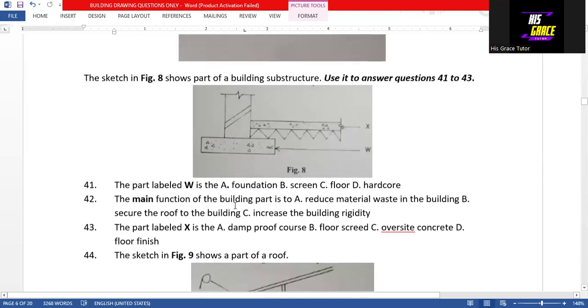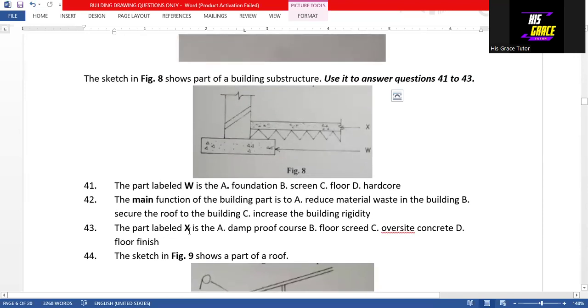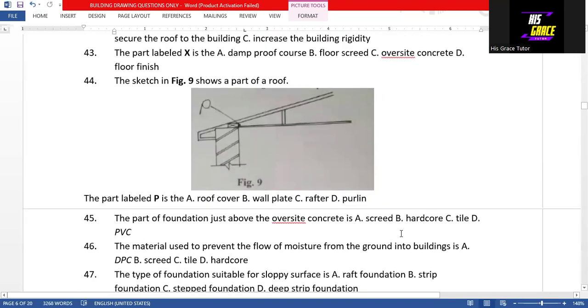Then question 43 says that the part labeled X is, looking at this question, the answer is oversized concrete. That is option C, the answer to question 43. Then we move to question 44. We are making use of this diagram to answer question 44, which says that the part labeled P is a wall plate. That is option B, the answer to question 44.